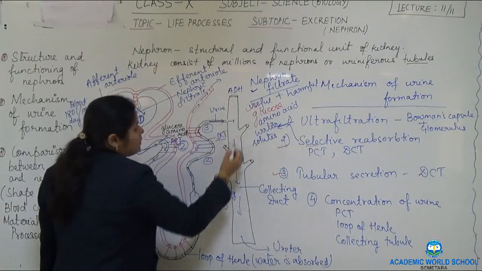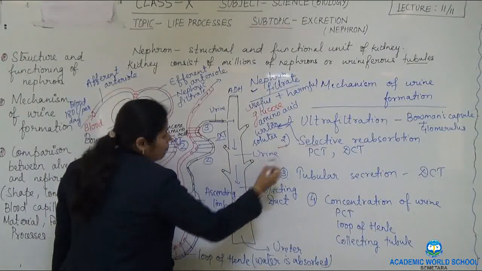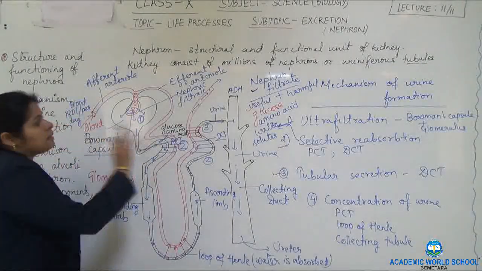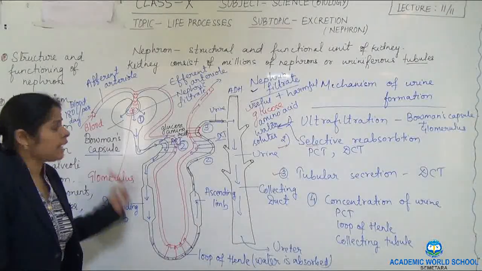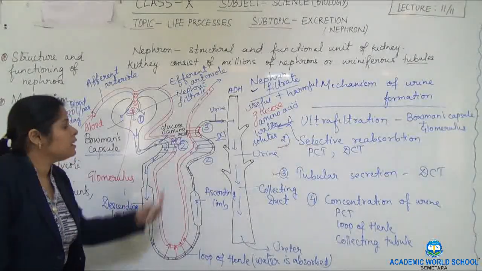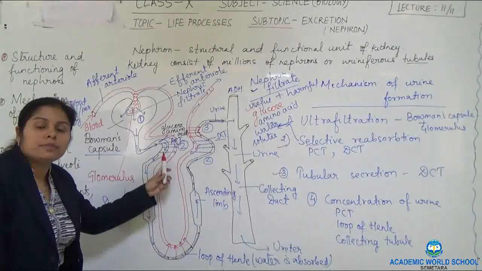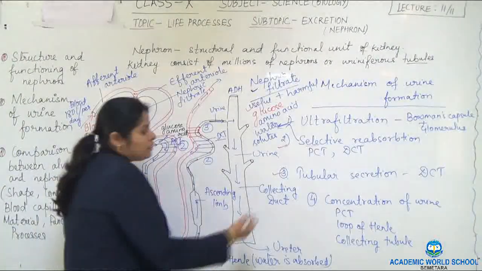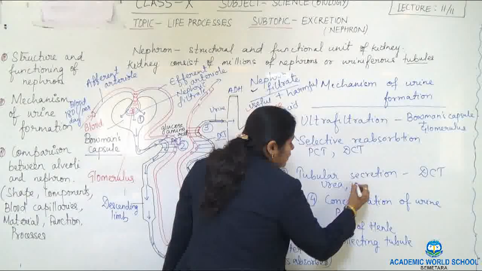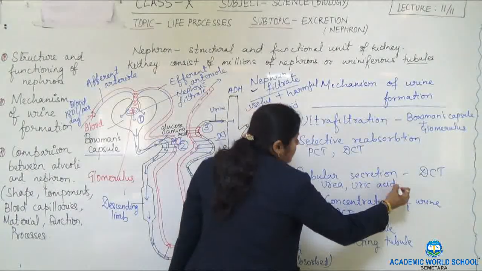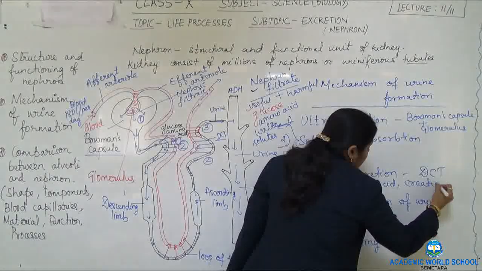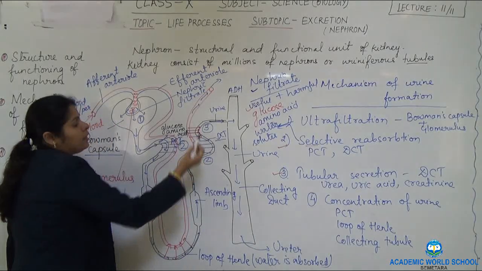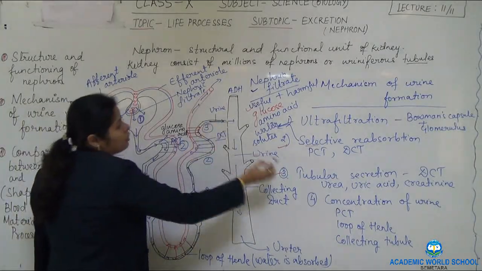Now this urine enters into the collecting duct, from where it goes and joins the ureter. So this is the mechanism of urine formation. And if we understand the function of individual parts: proximal convoluted tubule, selective reabsorption of useful material, glucose, amino acids and all, and in tubular secretion, what are the waste materials? Urea, uric acid, creatinine, and so on. These harmful materials will be given back, and this urine consists of all these things.